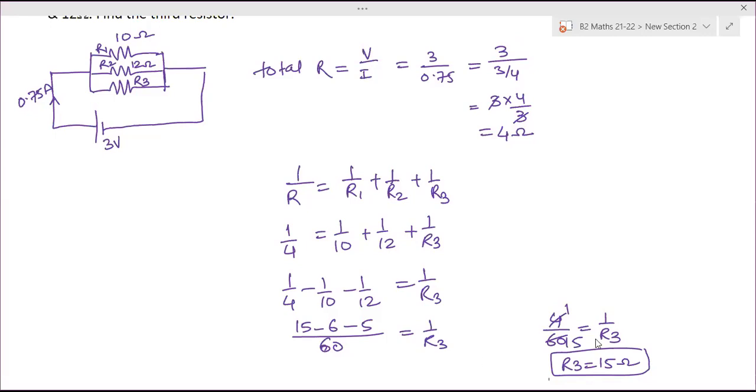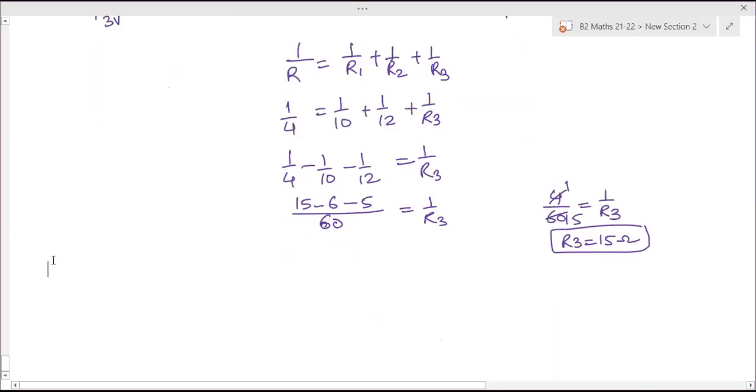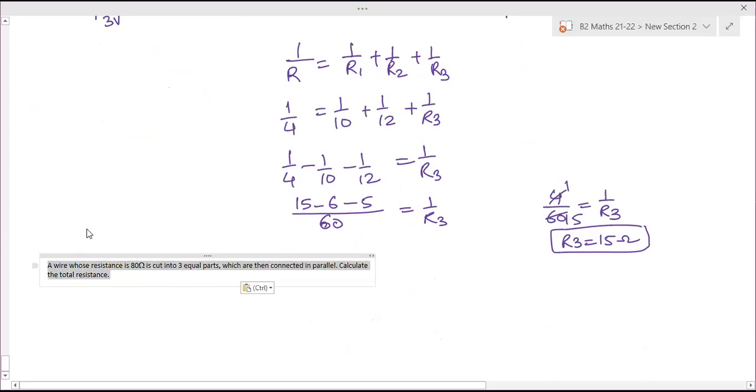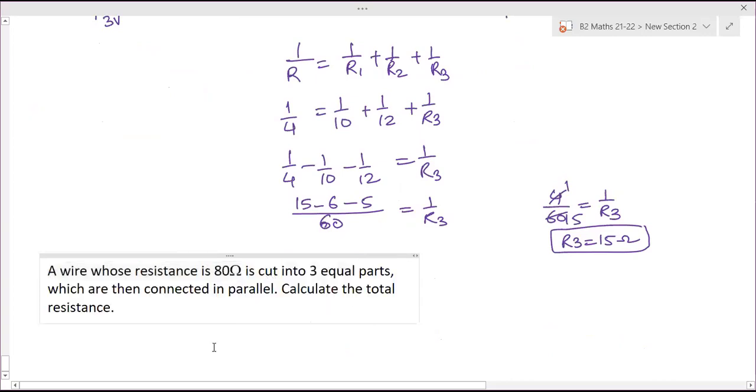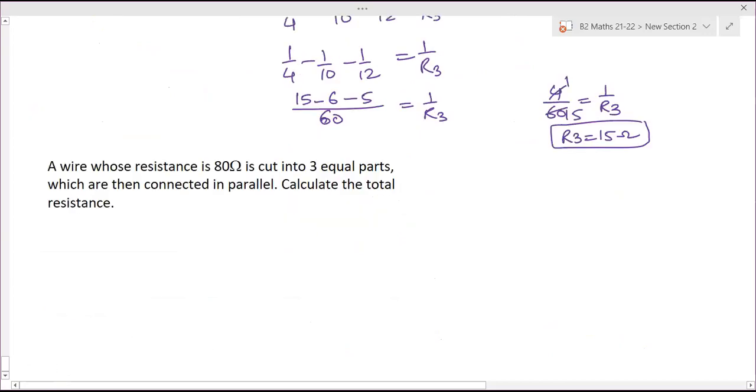The 52nd was homework. I have a doubt in that. One wire of resistance 80 ohm is cut into 3 equal parts. What will be the resistance of each part first? Ma'am, it will be 26.6, right? This is the total wire of 80 ohm. It is cut into 3 parts. Each value will be 80 by 3, right?